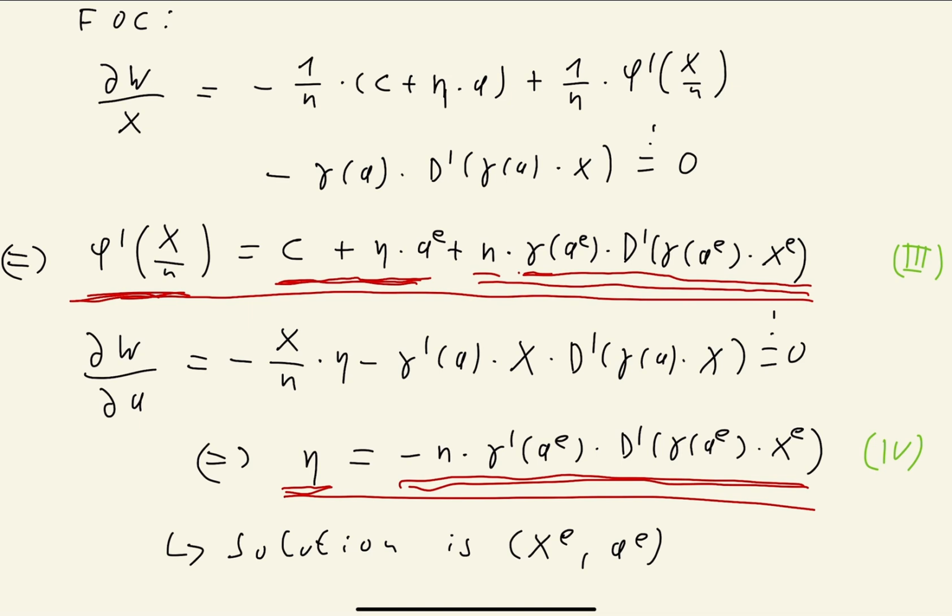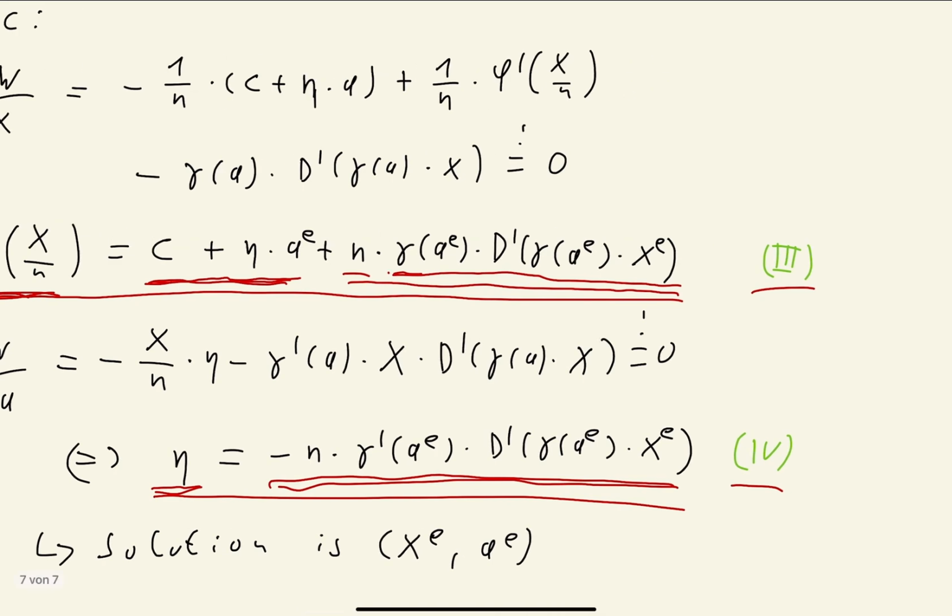So this is the trade-off that we have. On the one hand, we reduce the negative externality, but on the other hand, we increase the costs for each of the individual firms. And the optimal amount of pollution reduction effort is described by this equation here. If equations 3 and 4 hold simultaneously, then we reach the socially efficient solution for this model. So keep in mind that X^E and A^E solve equations 3 and 4.